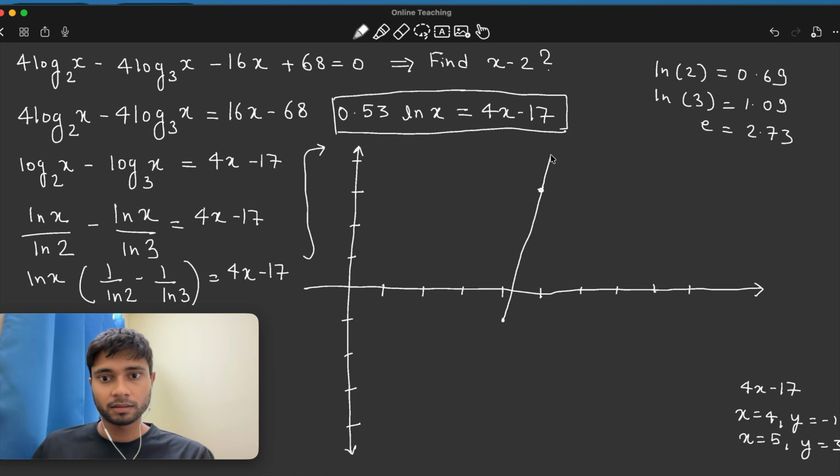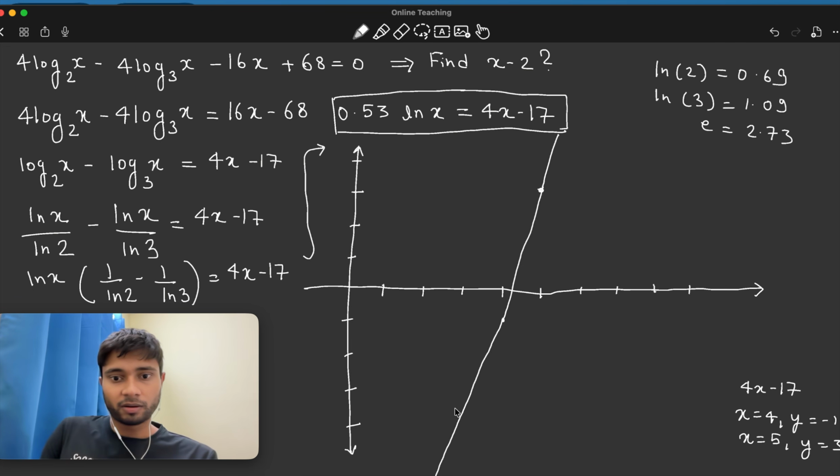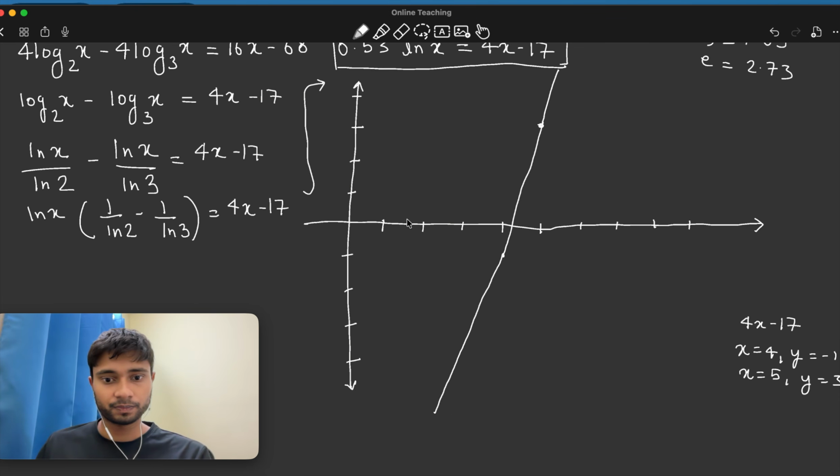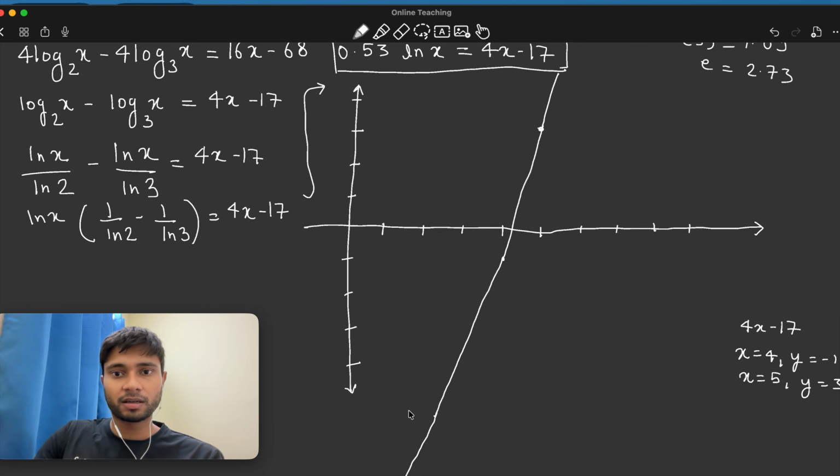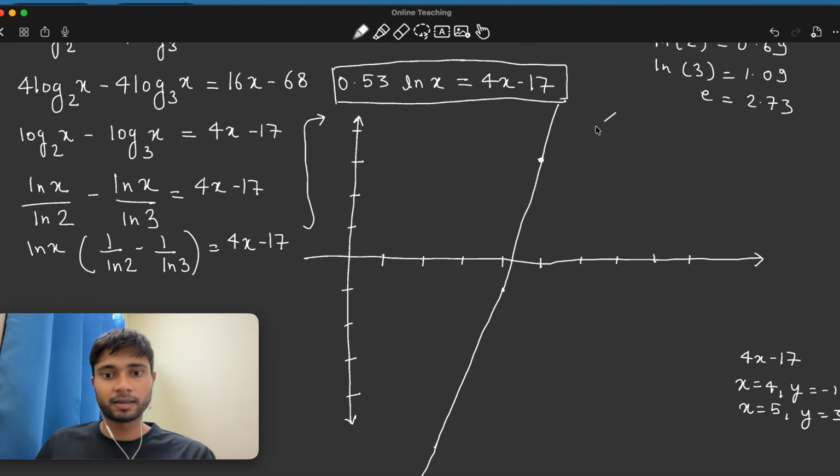This is the line of 4x minus 17, and if we draw it further down, we know at x equals 0, it will intersect at minus 17. Okay, so this is how it will look. This is the graph of 4x minus 17. Let's come to the difficult part.